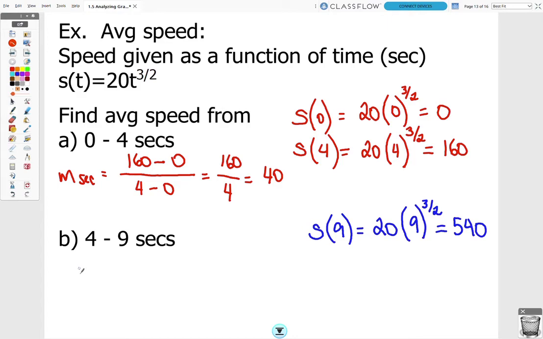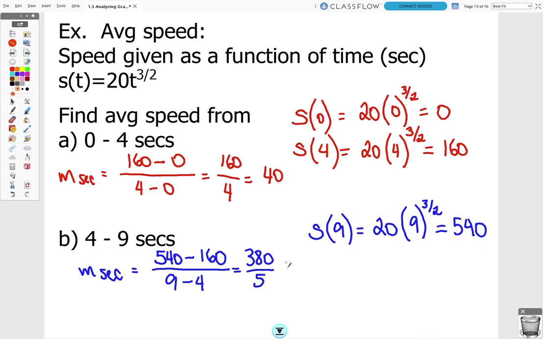So now I have all the numbers I need. Plug that in to find our average rate of change. That is going to be at 9 seconds, it's 540, minus at 4 seconds, it's 160. We divide that by the change in x, which is the time of 9 minus 4. So this change happens in 5 seconds, and that change is 380. Now, they didn't give us units, so again, you don't have to concern yourself with that, other than the fact we're dealing with seconds.